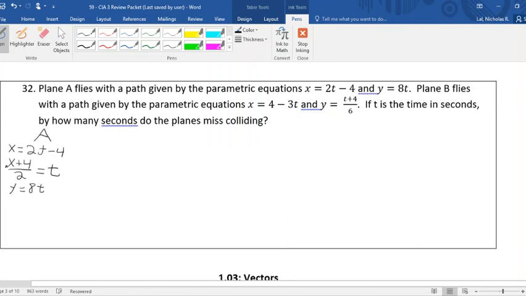We can plug (x plus 4) over 2 is equal to t into y is equal to 8t. So y is equal to (x plus 4) over 2 times 8. So that's for plane A.